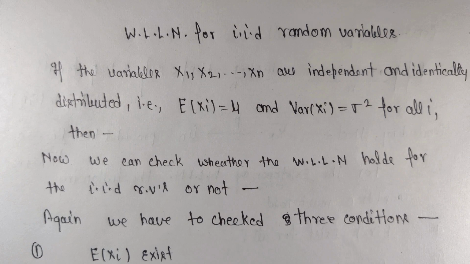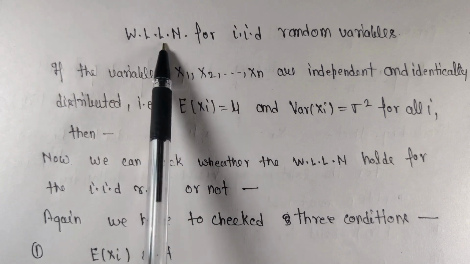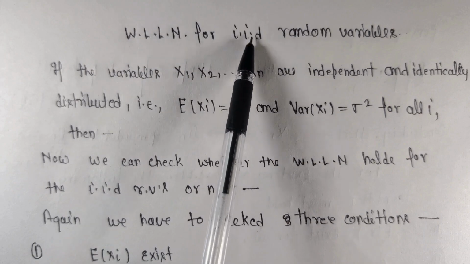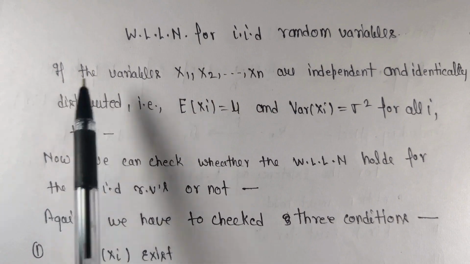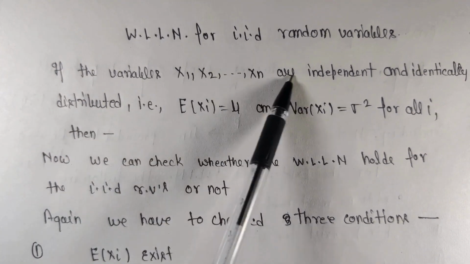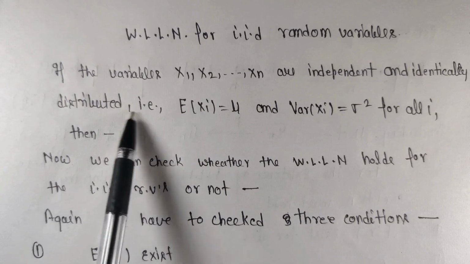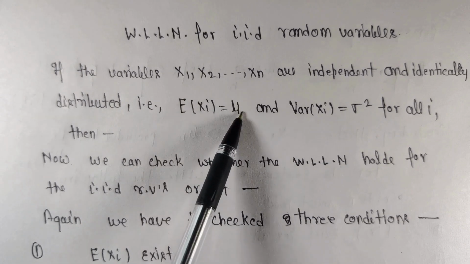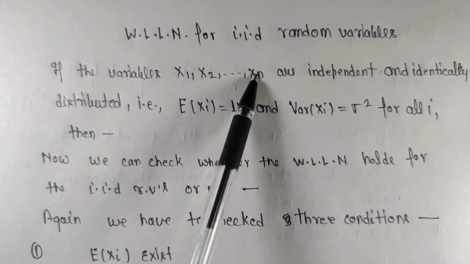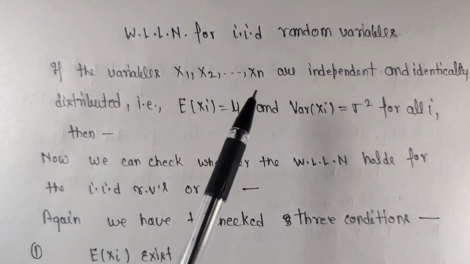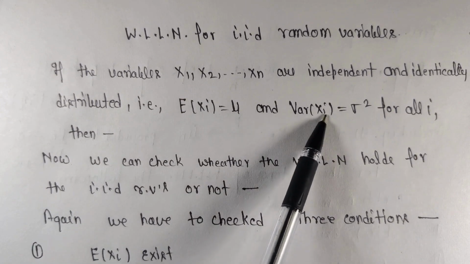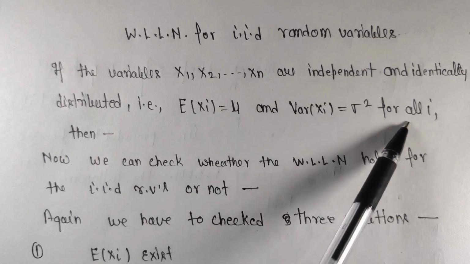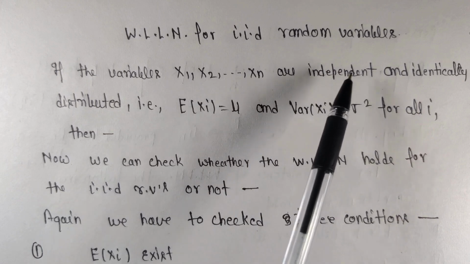Now come to the next topic, the weak law of large numbers for i.i.d. random variables. i.i.d. means identically and independently distributed. So if the variables x1, x2, ..., xn are independent and identically distributed, it means the expected value of xi is equal to mu. That means the expected value of x1 is mu, of x2 is mu, of xn is mu, so each xi has the common mean. And similarly the variance of xi is sigma square, that means each xi has the same variance sigma square for all i. Is it clear? So this is the concept of i.i.d.